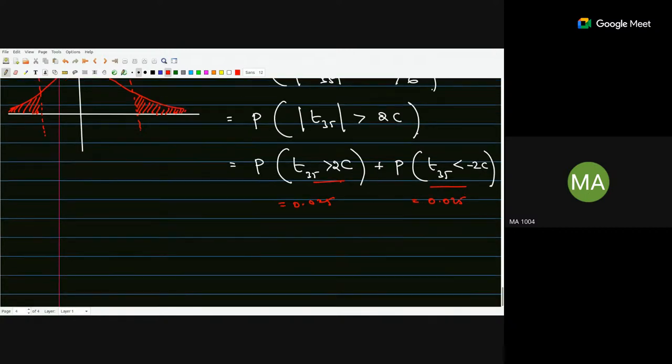So you can take any one of them, or you go back and see the hint, then you will know which one to choose. The hint given here is that F inverse of t35 at 0.025 is equal to minus 2.03.